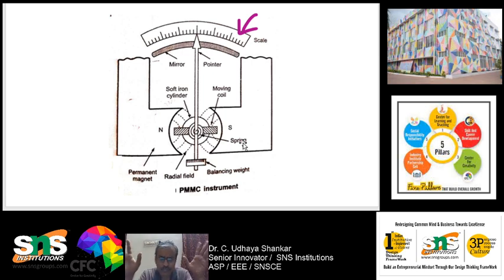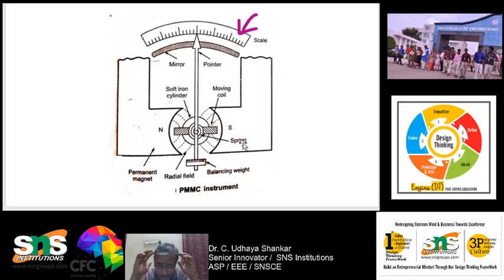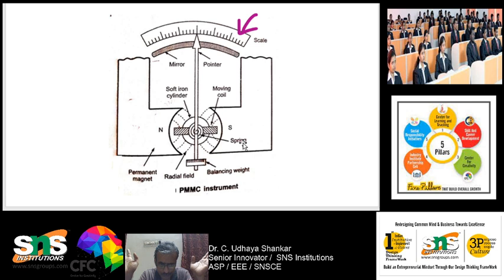damping is assured, because here we can use eddy current damping. See, in case of MI instrument, we used only the air friction damping. Why we used air friction damping is because if we use any magnetic field in the MI instrument, then that will disturb it and cause an error. But here, since we are using the permanent magnet itself, the damping can be made using the eddy current damping. So it is not affected by the external magnetic field. So this is one of the main advantages of the PMMC.